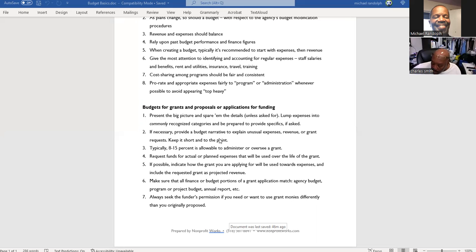And it's necessary that you provide a budget narrative to explain unusual expenses. So remember we talked about a budget narrative. What is a budget narrative or a budget justification? Do you recall? To justify why you're... Exactly. You've got to justify why you're buying that computer. You've got to justify why you're buying furniture for your office. All that stuff has to be justified, although it's obvious, but you still have to justify it.